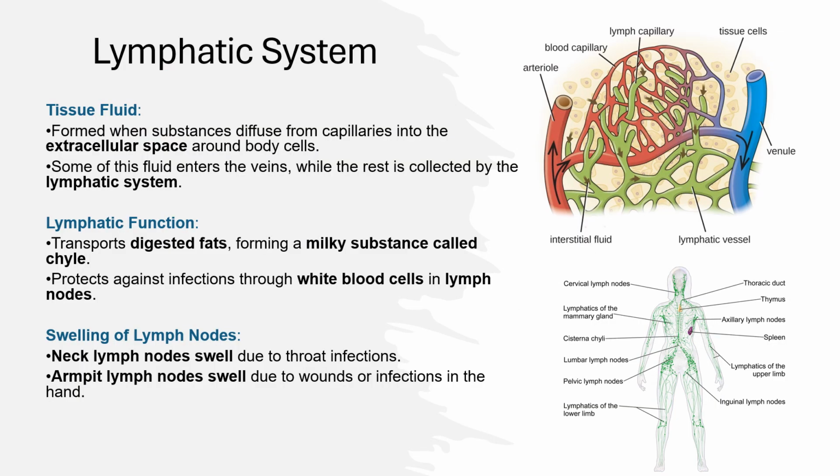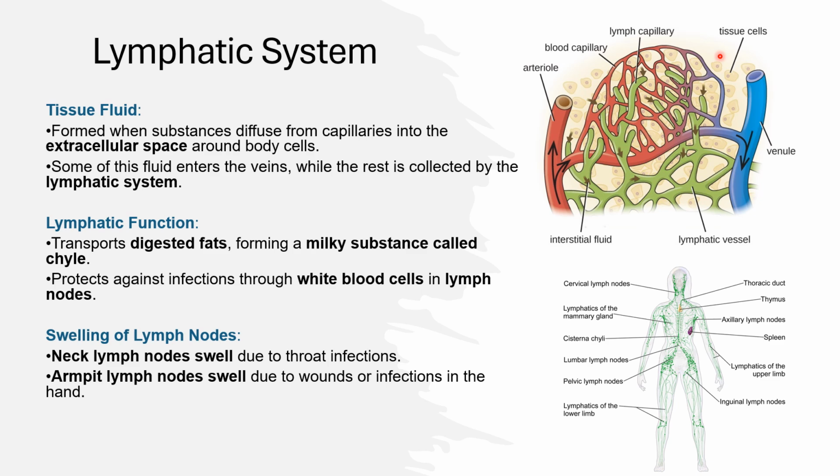There's another system associated closely with the circulatory system, and it's known as the lymphatic system. So let's talk about what's meant by tissue fluid. Tissue fluid is formed when substances diffuse from capillaries into the extracellular space. You can see there's extracellular space in between the body cells. So when substances from the capillaries diffuse to the extracellular space, the fluid in the extracellular space is called the extracellular fluid.